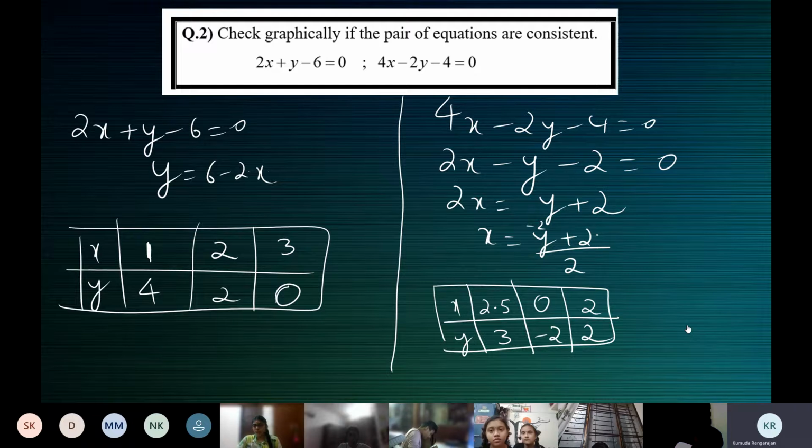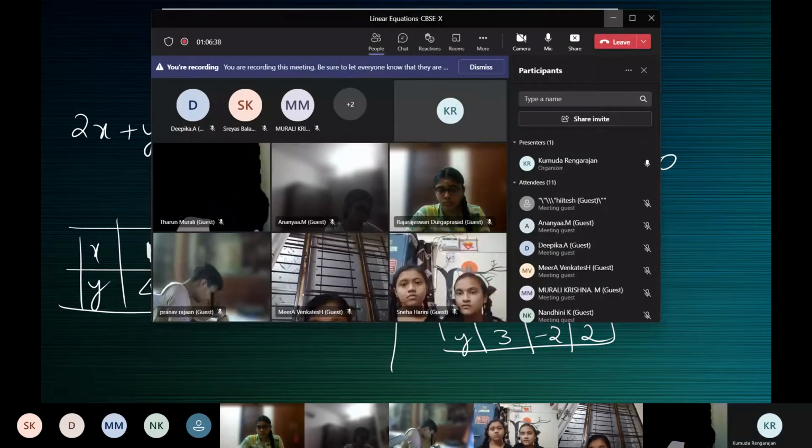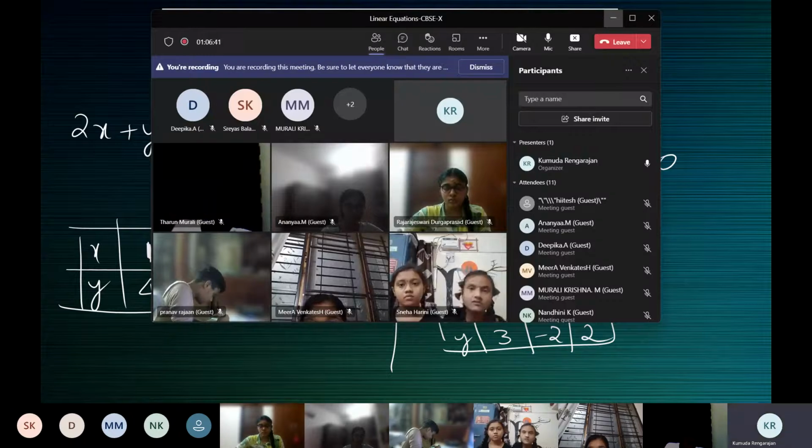See, if your school teacher says 2 points are enough, fine. What do you do in school last year? Ma'am, 3 we will take, ma'am. Yeah, you need to take a minimum of 3 points. But good. So Meera, Ananya, Sneha, Deepika, Shreyas, Rajeshwari and Harini, very good. Others also good. I know you're all in the process of making the graph. Please do it.